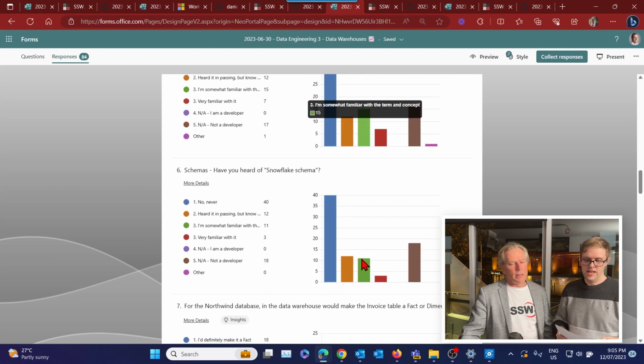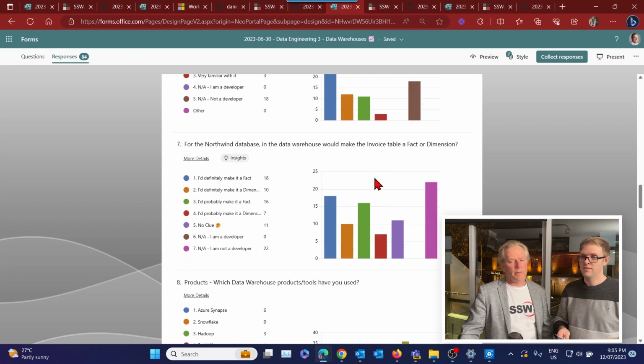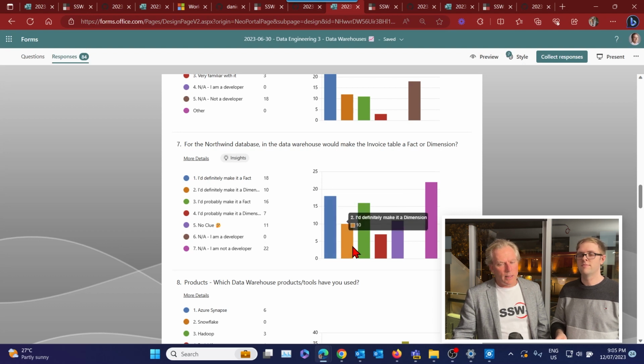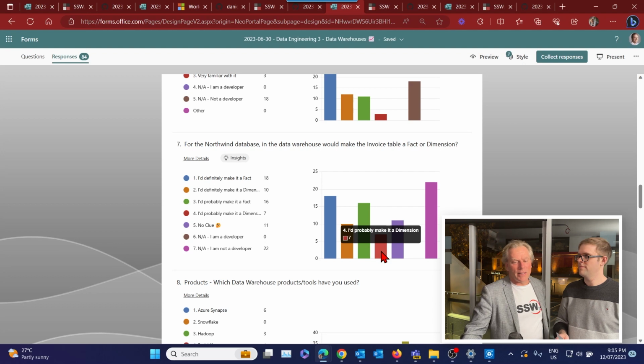And there was a lot of confusion as well about whether an invoice would be a fact or a dimension. You can see the results for that one are all over the place. If they can't answer this correctly, they don't know much about it. So what are we seeing here? Definitely make it a fact. Definitely make it a dimension. Oh my goodness. I don't know if I'd be making it definite if I'm that unsure. So yeah, there's a lot of problems there.